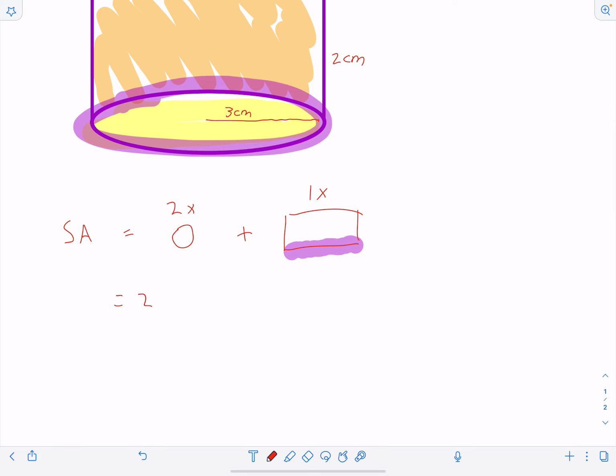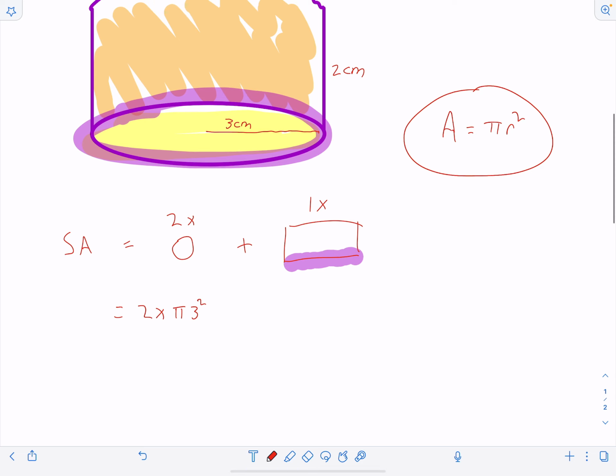So we've got two circles, and the area of a circle is pi r squared. That's the formula that we're using for the area of a circle. So we've got two of them. So 2 times pi times radius. What's the radius there? 3 squared. Plus, now we've got 2 centimeters that way. And now we need to work out what that one is.